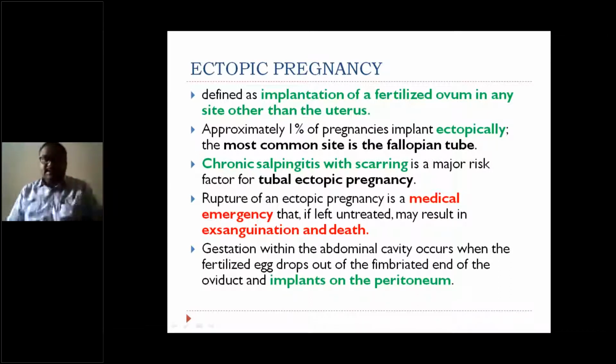Next important point: gestation within the abdominal cavity occurs when the fertilized egg drops out of the fimbriated end of the oviduct and implants on the peritoneum. Okay, so this I have never seen in my last 10 years of experience. Some senior gynecologists might have seen abdominal gestation. In my last 10 years of experience, I have never seen a case of ectopic pregnancy within the abdominal cavity.